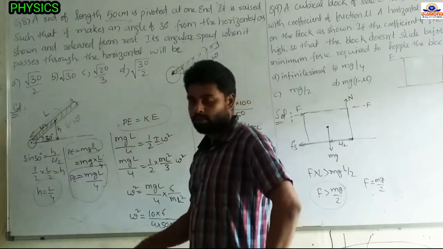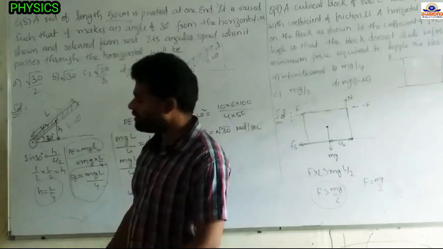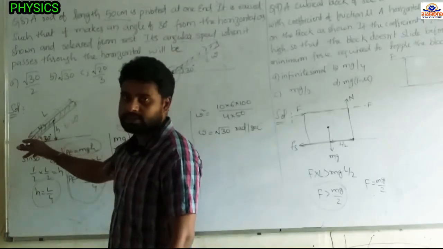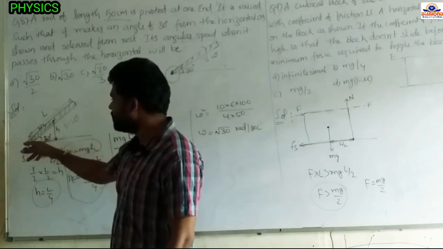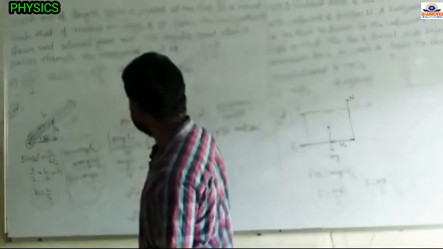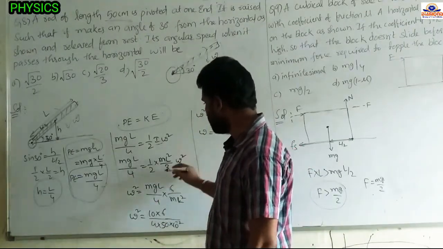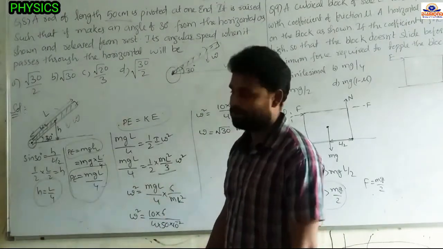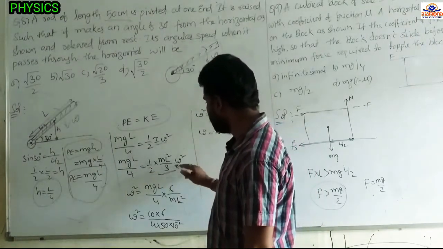Here I is the moment of inertia of the rod. It is rotating with respect to this axis, that means the axis is passing through the end of the rod. The moment of inertia with respect to the axis passing through the end is mL square by 3. Remember this formula. Into omega square. Now we have to find the omega value.